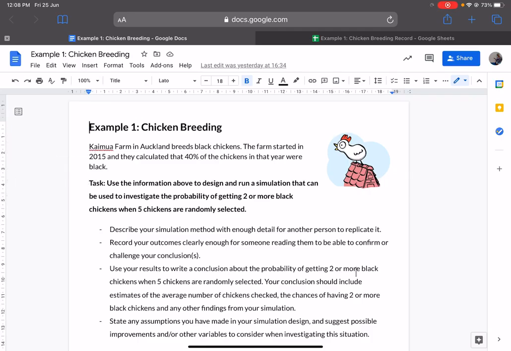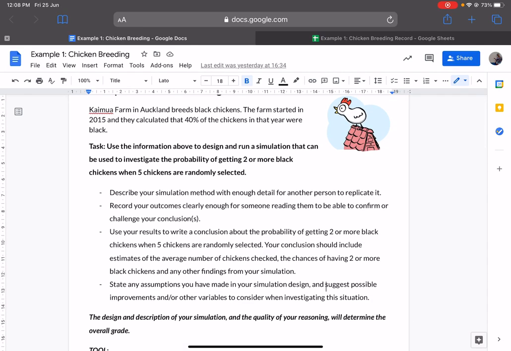So this is an example on chicken breeding. Our situation is that Kaimoa Farm in Auckland breeds black chickens. The farm started in 2015 and they calculated that 40% of the chickens in that year were black. So we need to use the information above to design and run a simulation that can be used to investigate the probability of getting 2 or more black chickens when 5 chickens are randomly selected.